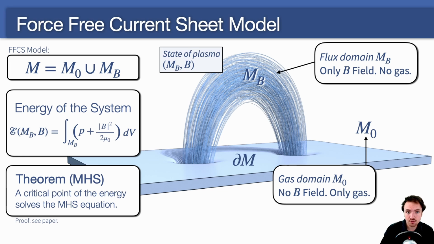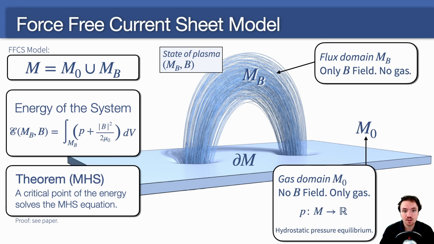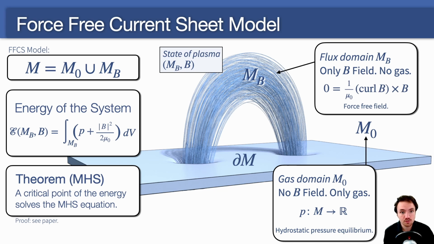Thanks to the domain decomposition, we can now solve the MHS equation on the two domains separately. For the gas-only domain M0, the MHS equation collapses to the requirement of a hydrostatic pressure equilibrium. On the flux domain MB, once we know its shape and boundary flux on the sun's surface, we can solve for a Lorentz force-free field to fill the domain with. This is analytically always possible and legal given valid boundary conditions. We choose Neumann boundary conditions where we prescribe the normal flux on the sun's surface and demand zero flux at the interface between the gas domain and the flux domain.